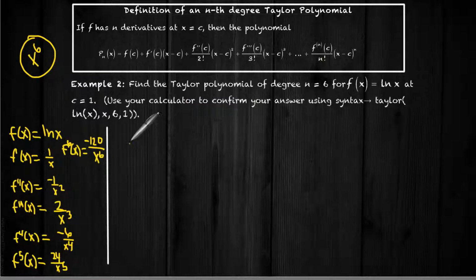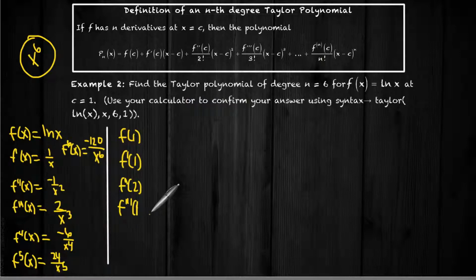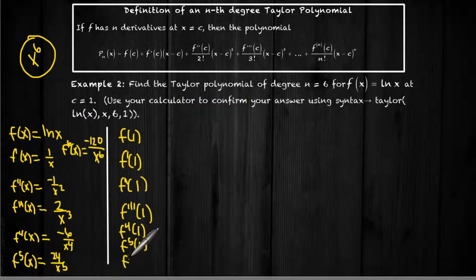Now what we want to do is we want to plug in our center into all of these values. So we need to find f of 1, f prime of 1, f double prime of 1, f triple prime of 1, the fourth derivative of 1, the fifth derivative of 1, and the sixth derivative of 1. And that's going to give us our coefficients for this Taylor polynomial.